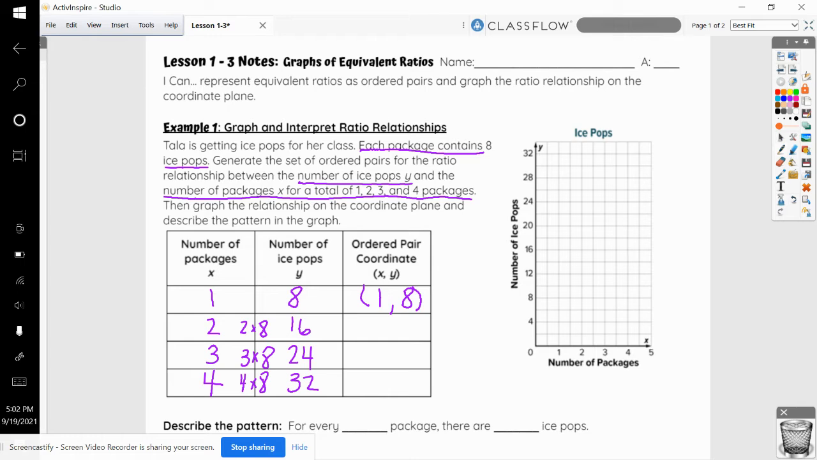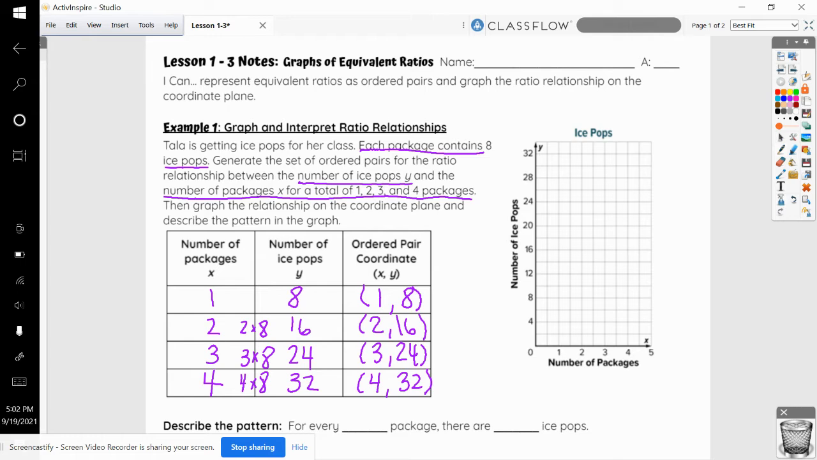So I'm going to do that for each one. So I'm going to have 2, comma 16. I'm going to have 3, comma 24. And I'm going to have 4, comma 32. Those are the 4 coordinates. Okay, so make sure you have that filled out as well.